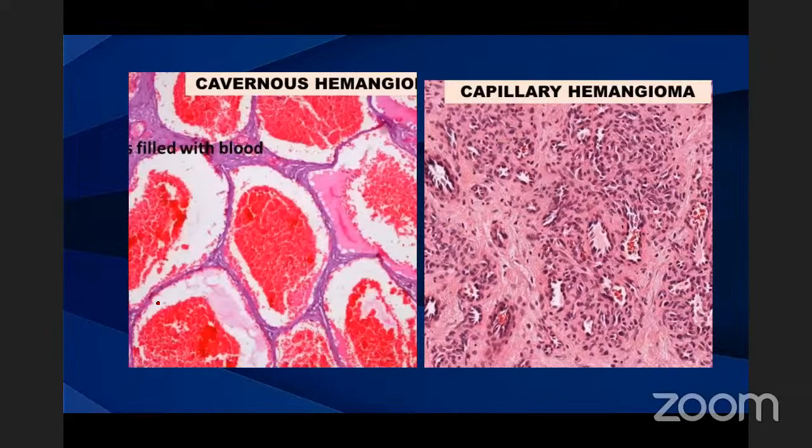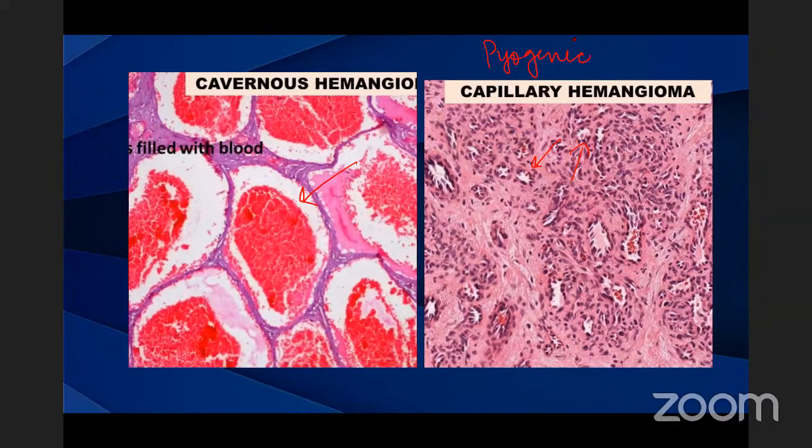So please remember, the second tumor that they can give you in the exam is cavernous hemangioma, which has large dilated cisterns filled with blood. Remember, the most common benign tumor of the liver is cavernous hemangioma, whereas capillary hemangioma has small capillaries which you can see here. You have to remember one tumor which is very typically seen in the gums of pregnant females, that is called pyogenic granuloma.